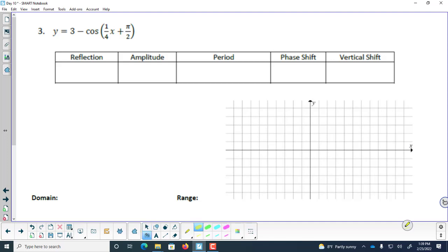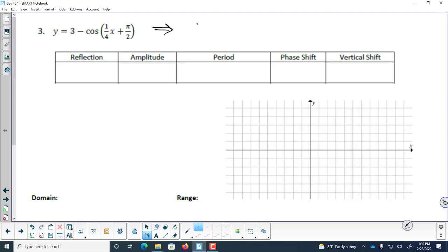Here's my function, y equals 3 minus the cosine of 1/4 x plus pi over 2. Do you have an idea what we need to do first? There's something you absolutely should do first. Cameron. Okay, rewrite it, and how do we do that?